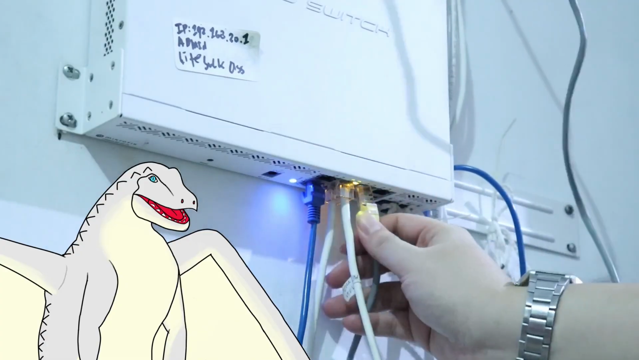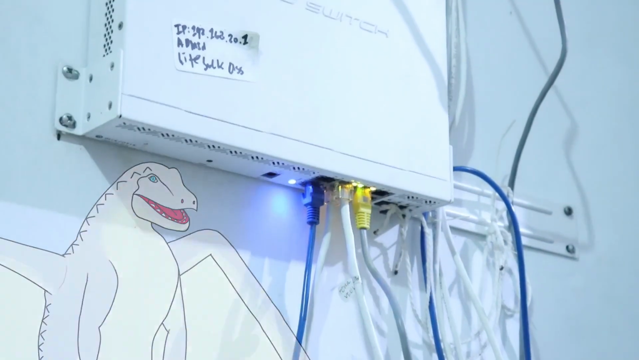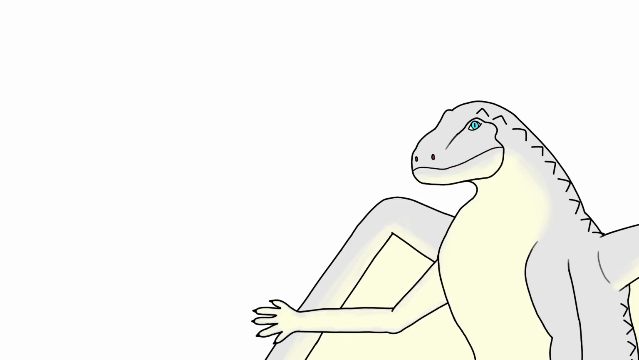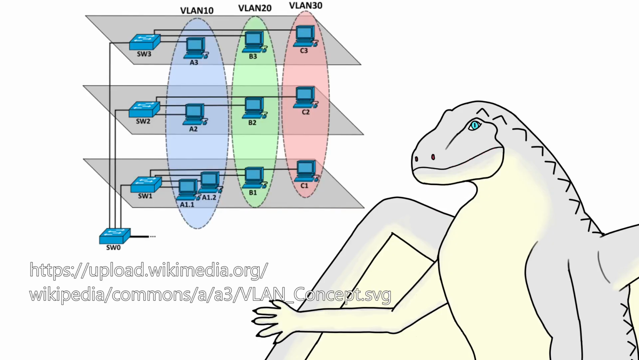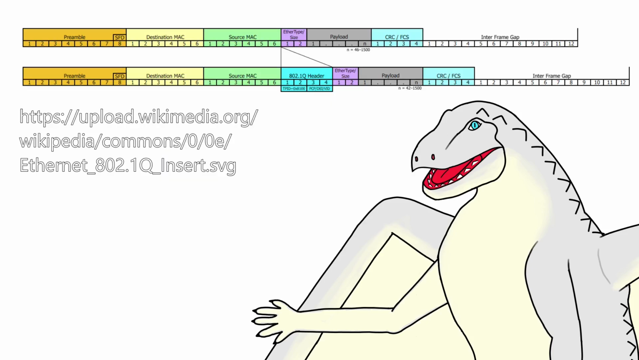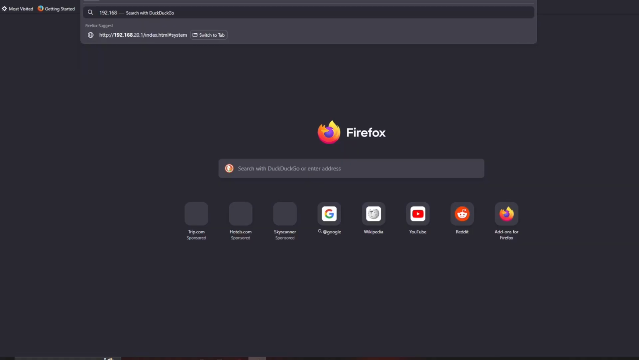VLANs. There are VLANs between them. Yes, it is a managed switch. I won't go into detail about VLANs, but a VLAN is just a virtual LAN, a logical separation on a local network by tagging traffic. Anyway, let's manage this thing.